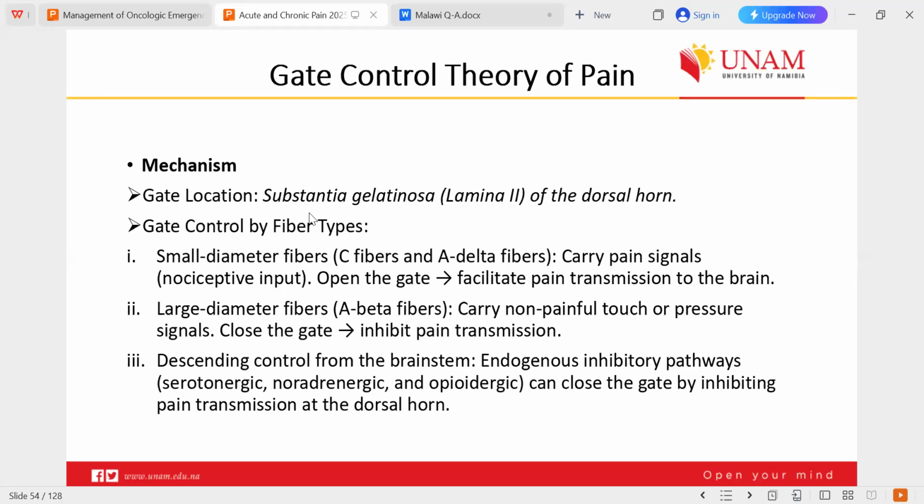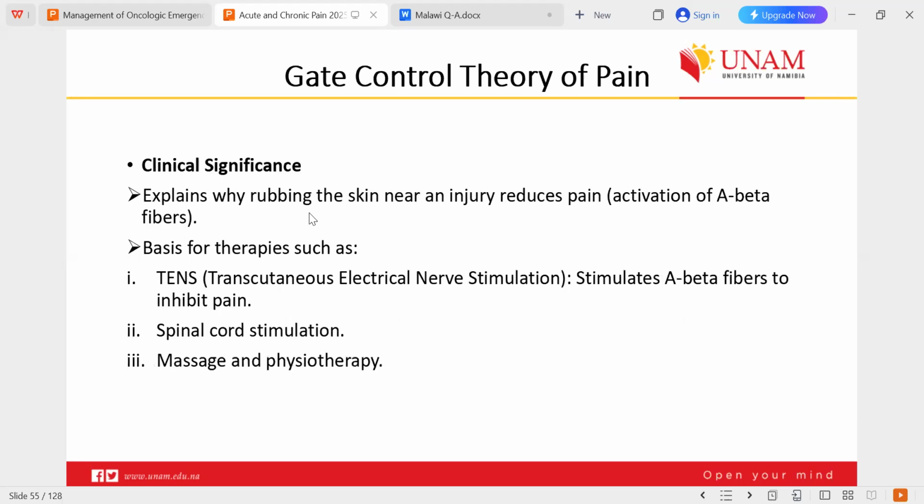Descending control from the brainstem also helps with the control of the gate. Endogenous inhibitory pathways like your serotonergic, norepinephrine, and opioidergic pathways can close the gate by inhibiting pain transmission at the dorsal horn of the spinal cord. So why is the gate control theory of pain very significant?